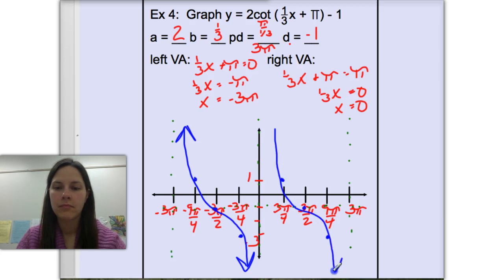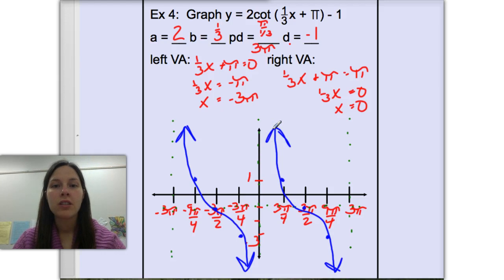And that is how we graph transformations of tangent and cotangent. So again, for your UTRI problems, write your questions and a summary.